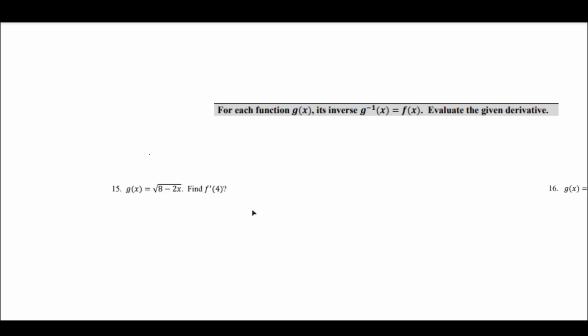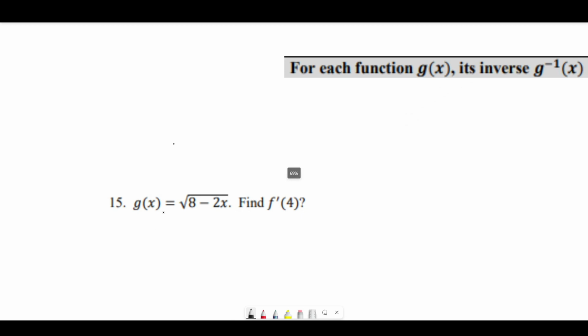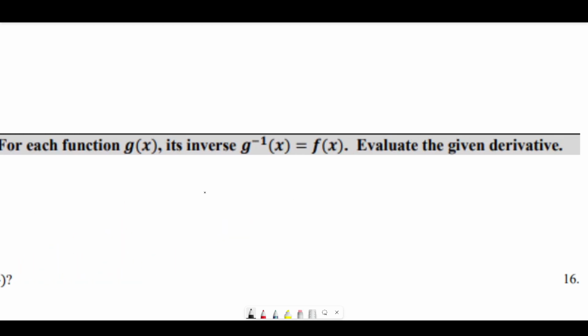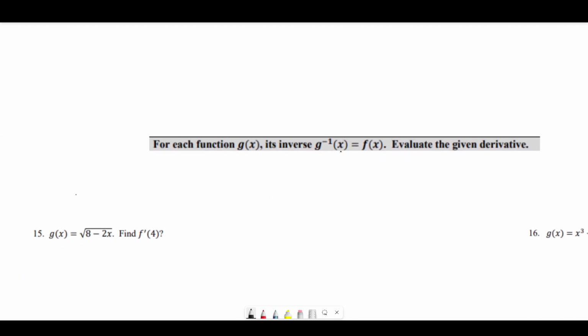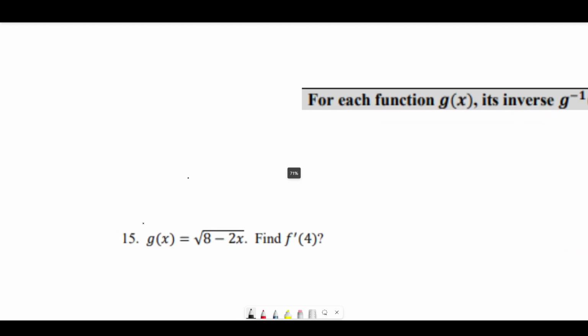So for 3.3, I'm going to quickly do 2 questions, and then we will go on to 3.4. So start off with number 15, where g of x equals the square root of 8 minus 2x. Got to find the derivative of f of 4. So right here it says that the inverse of g of x equals f of x. So that's what we're going to do first. We're going to try and get f of x by taking the inverse of g of x.